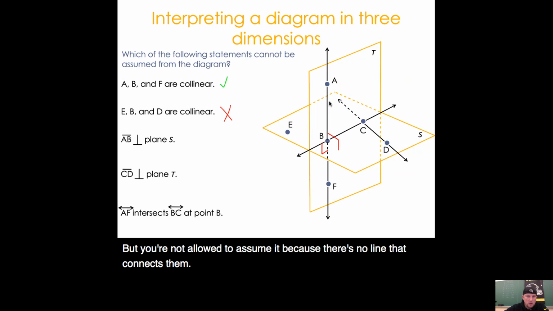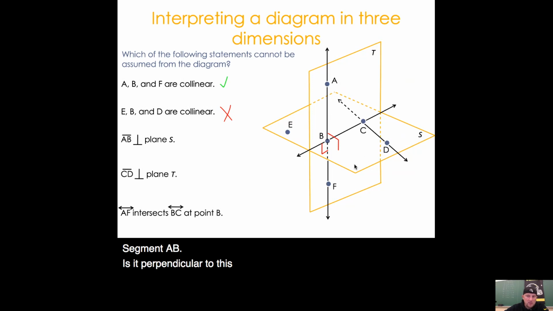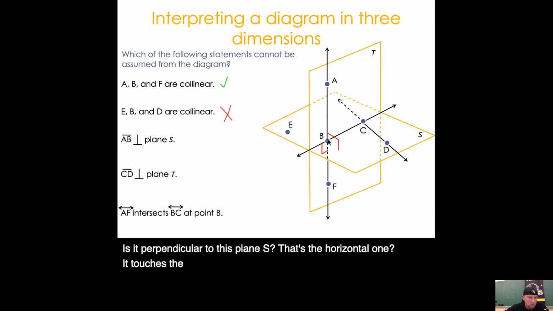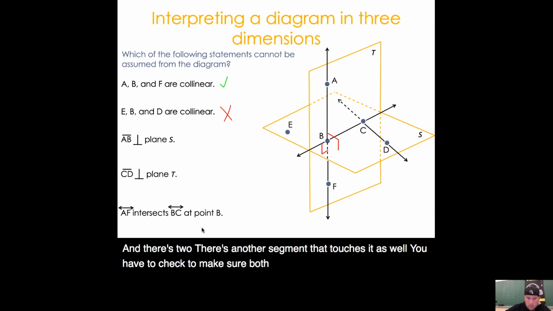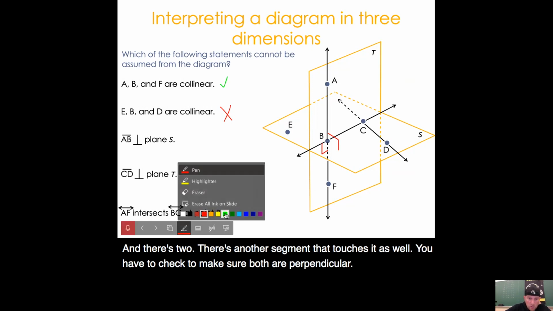Segment AB, is it perpendicular to this plane S? It's the horizontal one. Okay, well, it touches the plane at this point, and there's another segment that touches it as well. You have to check to make sure both are perpendicular. And they are. That's what those marks are for.